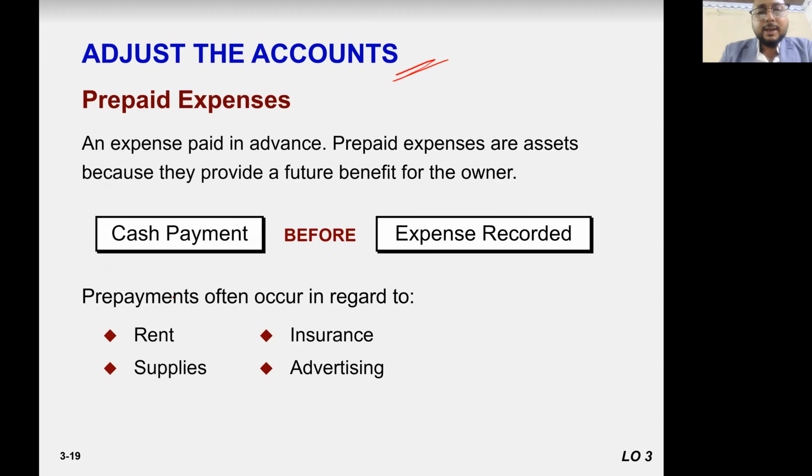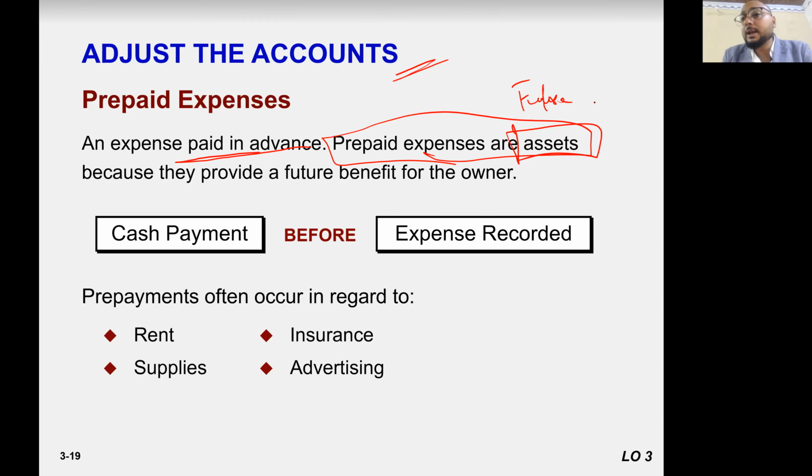So prepaid expense, an expense paid in advance. Prepaid expenses are assets because you still own them, and the definition of an asset is something which has future economic value or future benefit. Prepaid rent has a future benefit. Prepaid supplies has a future benefit. Prepaid salaries has a future benefit. Still, people need to work for you to justify those salaries, because they provide future benefit for the owner.